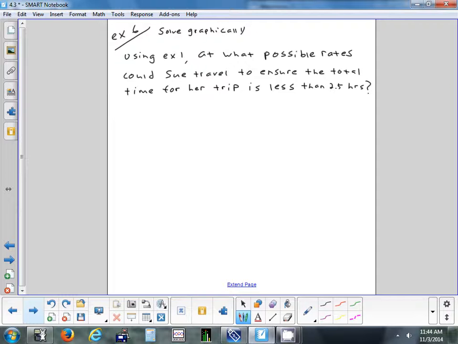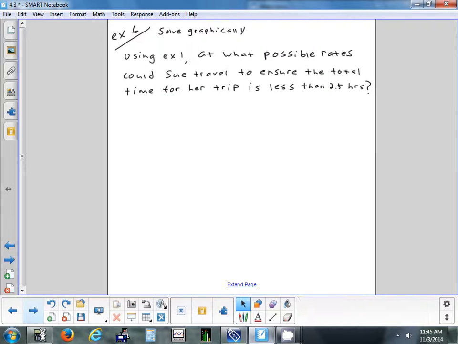All right. So using our first example about the speed of the car again, I want to look at how fast Sue would have to go to complete her trip in less than 2.5 hours. What's different about if I say complete the trip in less than 2.5 hours versus complete the trip in exactly 2.5 hours? This is a different kind of answer. Yeah, isn't it an inequality? Exactly. It's going to be an inequality. So it could be any speed from a minimum or faster.